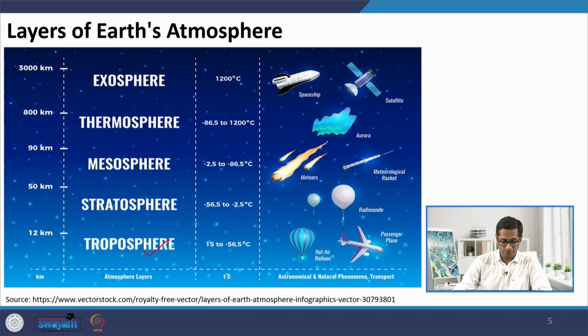Beyond the troposphere, we have the layer called the stratosphere. This extends from 12 kilometers to 50 kilometers of height. This is also the place where you have the ozone layer. This is also where weather balloons, which are used for weather prediction, fly. Beyond the stratosphere, you would have the mesosphere. In case you're lucky enough to see some meteor showers in the night, this is the layer in which you can see the meteors.